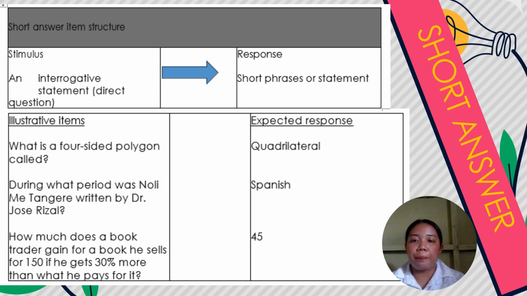Here are some examples. What is a four-sided polygon called? Expected response from the students is quadrilateral. Another one. During what period was Noli Tangere written by Dr. Jose Rizal? Expected response from the students is Spanish.